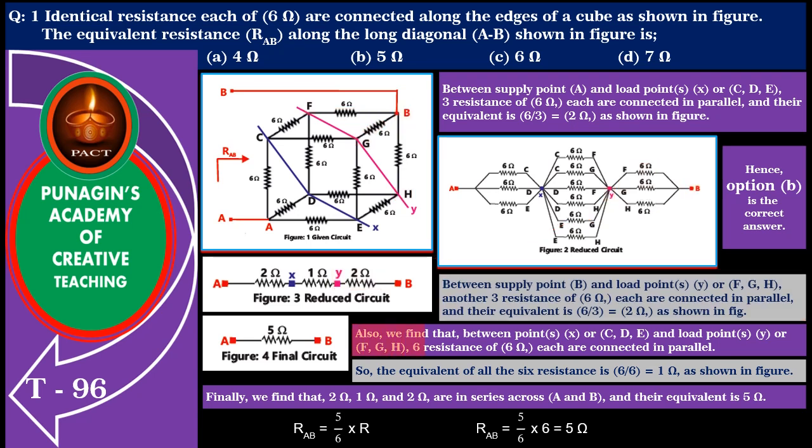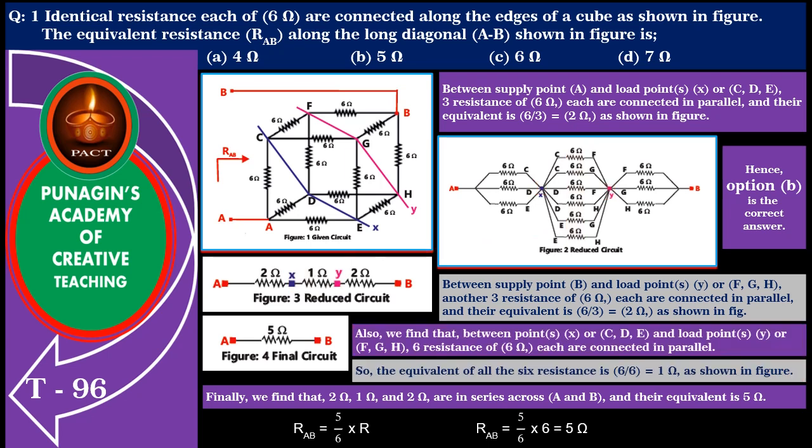Also, we find that between point X or C, D, E and load point Y or F, G, H, six resistances of 6 ohm each are connected in parallel. Two resistances from C to F and G, another two from D to F and H, and another two resistances from E to G and H. So, the equivalent of all the six resistances is 6 divided by 6 equal to 1 ohm as shown in the figure.